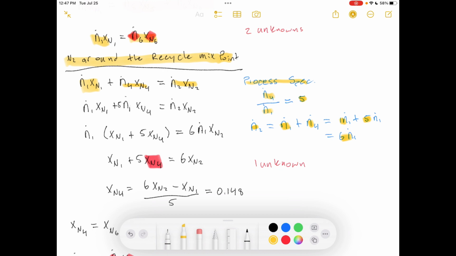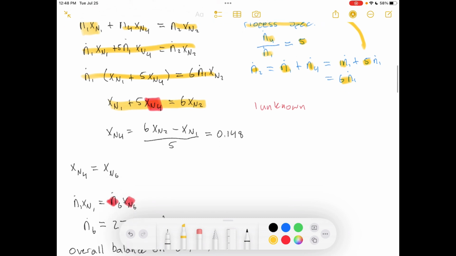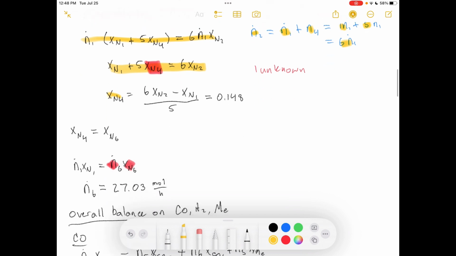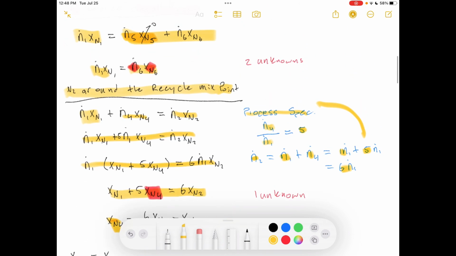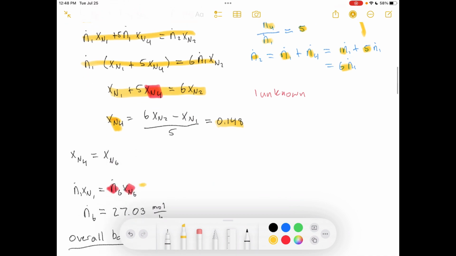Okay, so combining these process specs that they gave to us, we can get rid of some of the unknowns in here, combine like terms, and then we find out, hey, there's only one unknown here. Let's solve for it, nitrogen in the recycle. Perfect, we got that. Now that we know this, let's go back up here. That was one of the variables we were missing because N4 is equal to N6. Right here, N4 is equal to N6.